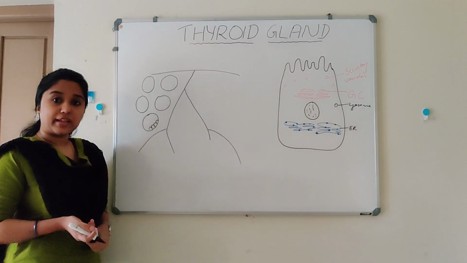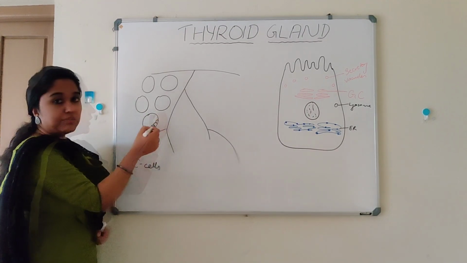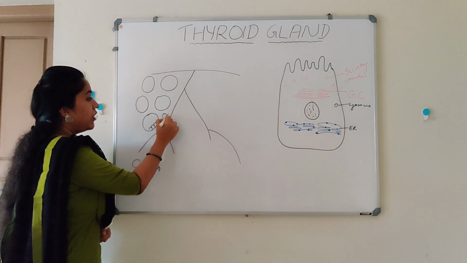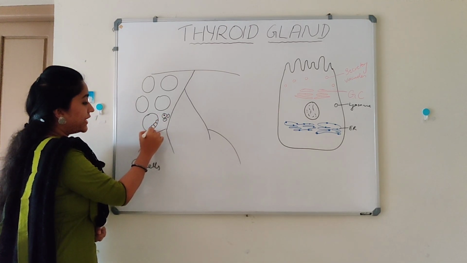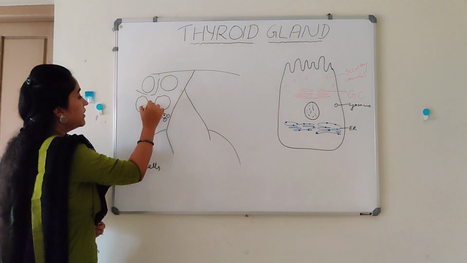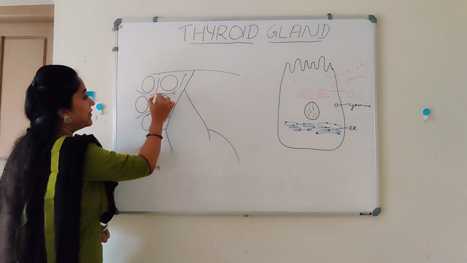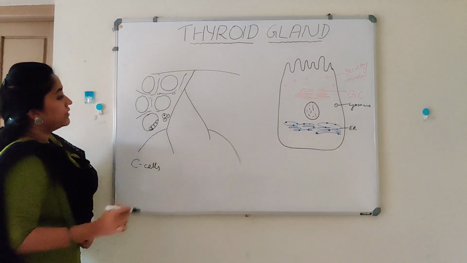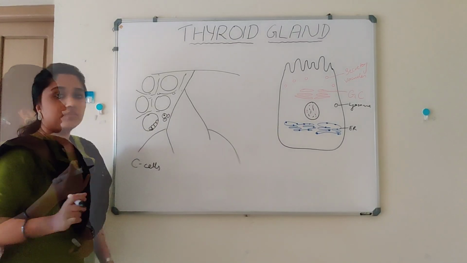You can also get parafollicular cells or C cells. These are present in between the follicles, or in between the follicular cell and the basement membrane. And the stroma surrounding the follicle is made up of connective tissue, lymphatics, and also has got blood vessels. So this is the histology of thyroid gland.